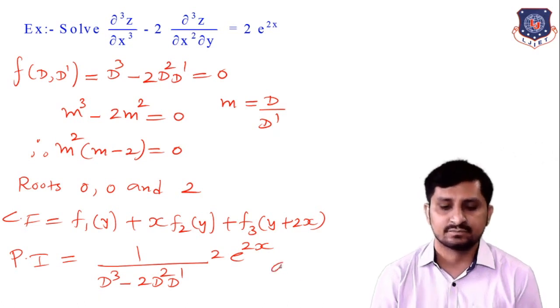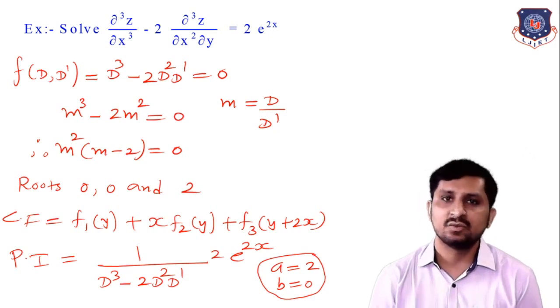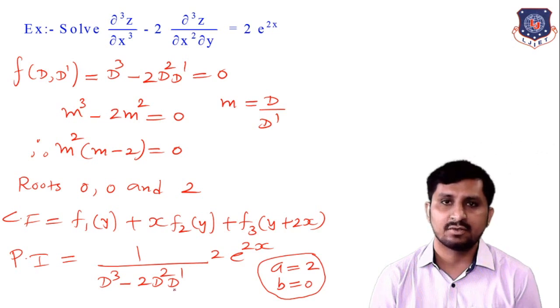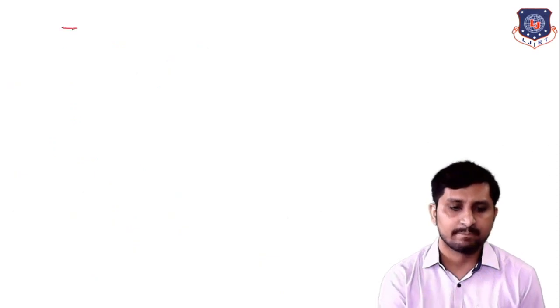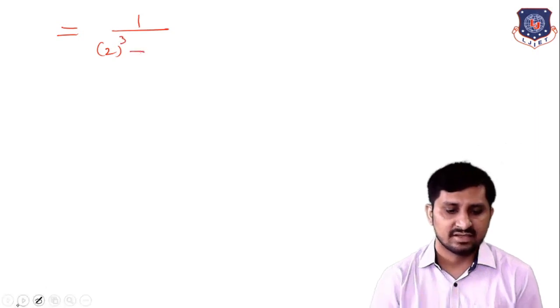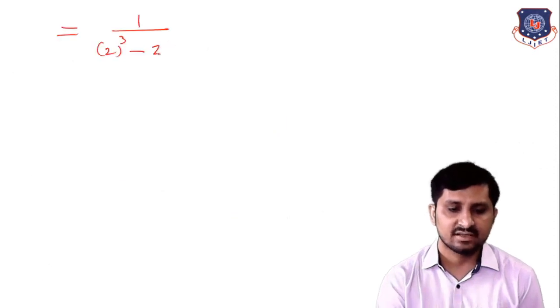So what is your a? a is equal to 2, and what is your b? b is equal to 0. Here we compare e raised to 2x with e raised to ax plus by, so a is equal to 2 and b is equal to 0. So instead of D you take 2, and instead of D dash you take 0. So this is equal to 1 by 2 raised to 3 minus 2 D square D dash. Minus 2 D square means 2 square, into D dash.